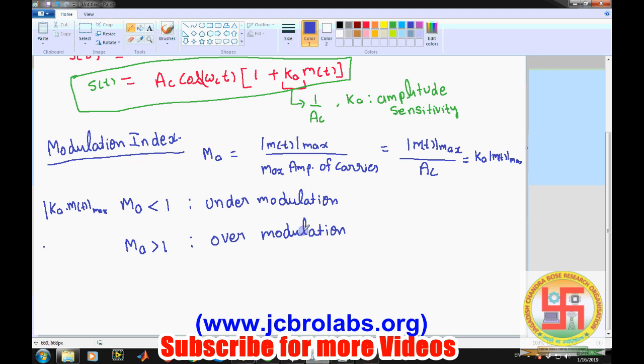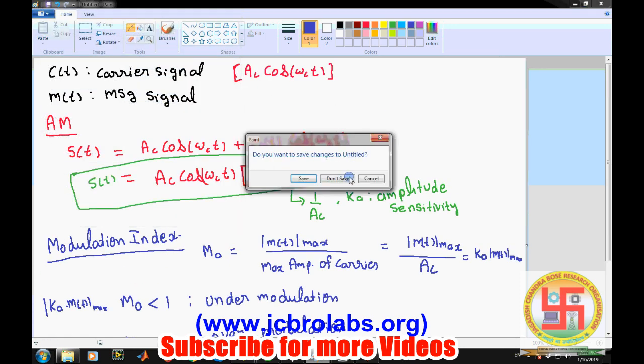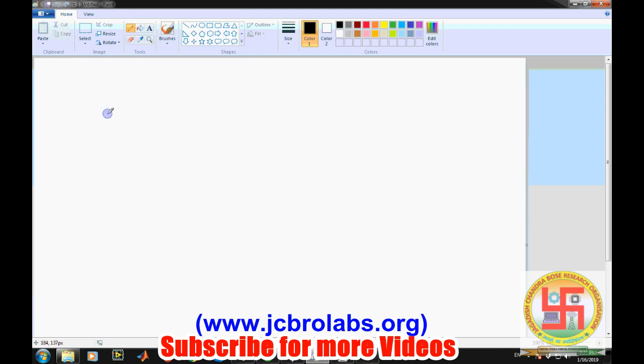So these are the basics. Let's take an example for which we will be doing a simulation. Let's say a single tone modulation.